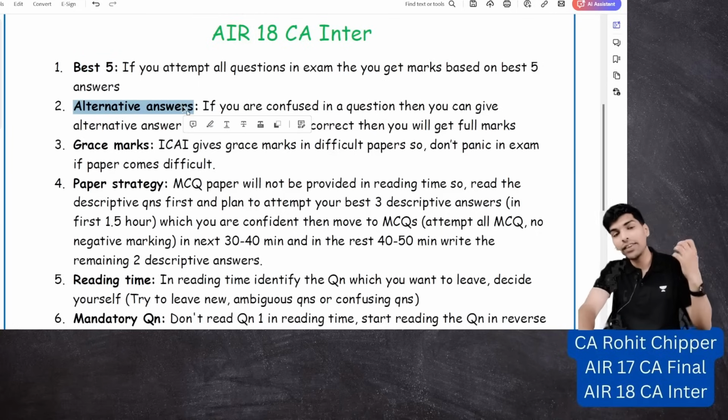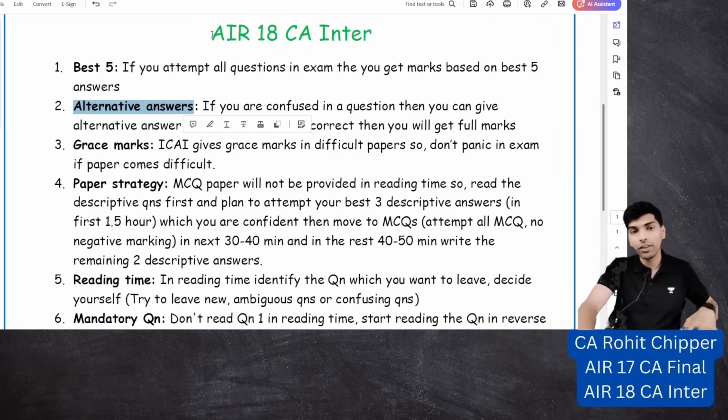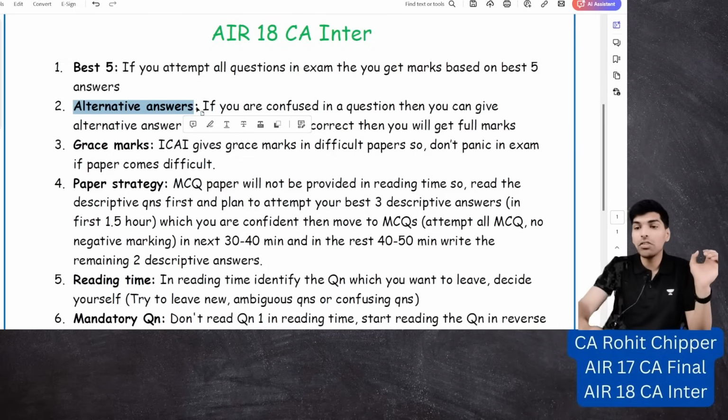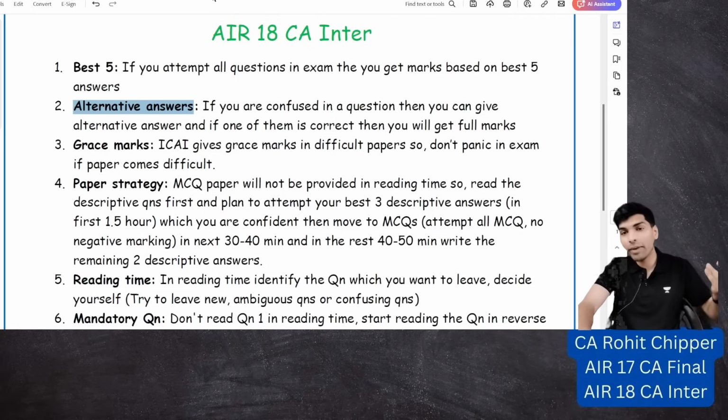The next hack that we have is the alternative answer. This is a very important hack that I have also applied in multiple papers. What this hack means is, if in the exam you have some confusion in any question, let's say you have some confusion in calculating the days between two dates, then you can give the alternative answer, and if any one of the answers is correct, then you will get the full marks. Let's see this with an example.